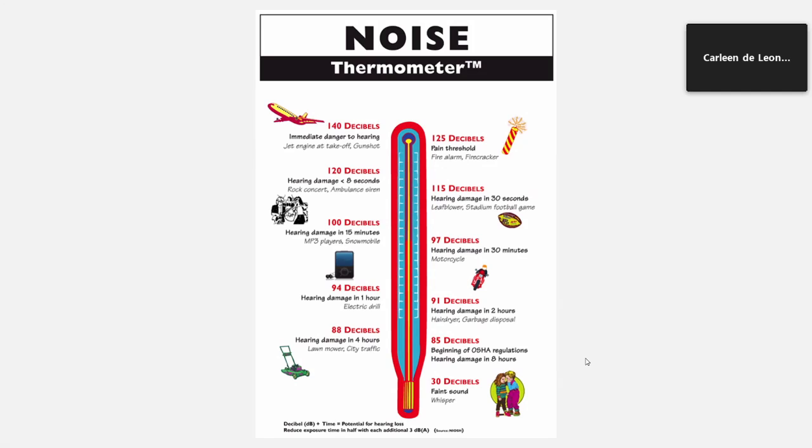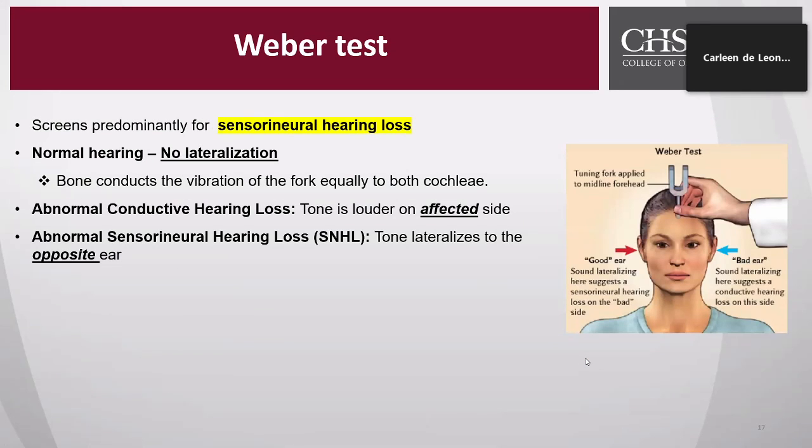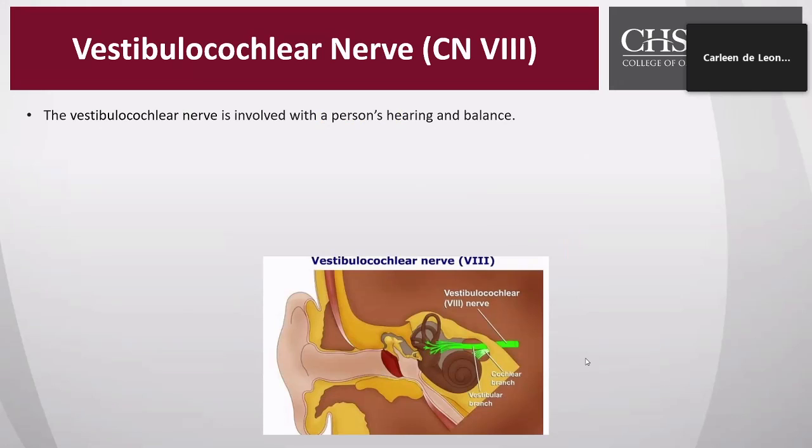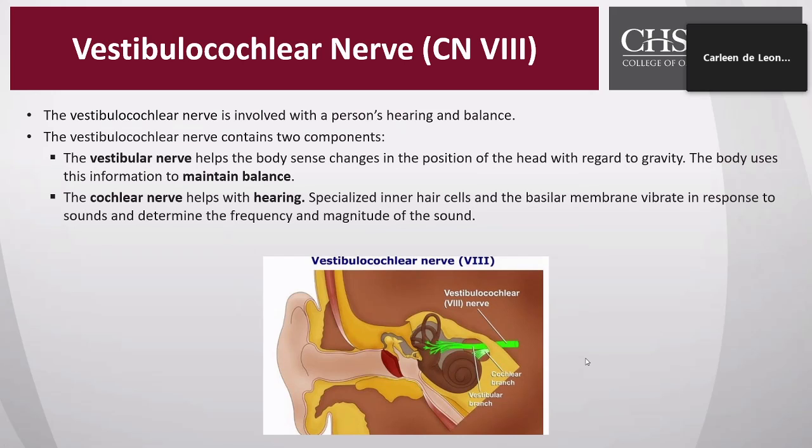All right. Have you guys done the Rinne test and the Weber test in lab? Okay, I'm not going to go through it then because we'll just skip over that. The main nerve for hearing is the vestibulocochlear nerve. The nerve is involved with a person's hearing and balance. It has two components: the vestibular nerve, which maintains balance, and the cochlear nerve, which is for hearing.